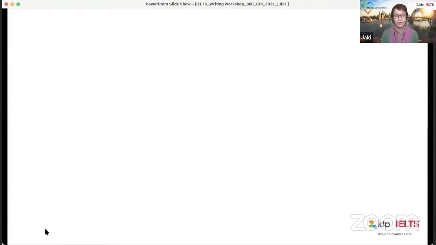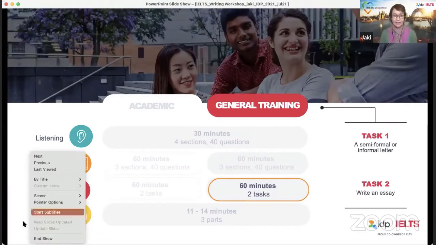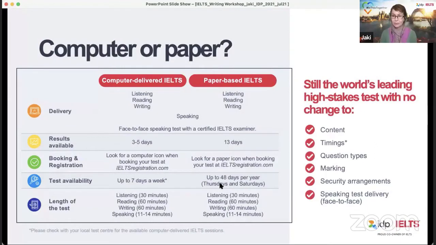So the writing test, can you tell me a little bit about what you know about it? Like how long is it and how many things do you have to do in the test? So as we see here, it's different for general and academic. So general, we're writing a letter and we're writing an essay. And then for academic, we're also writing an essay and we're describing something in words. So we're going to talk about all of these different things this evening.